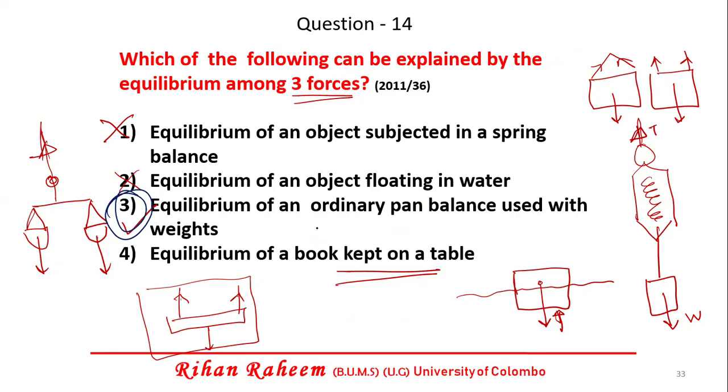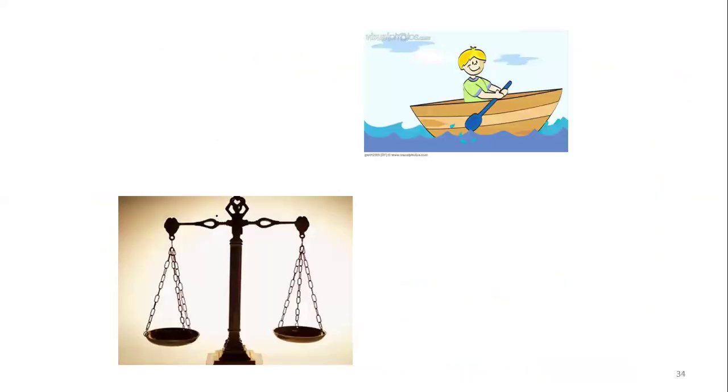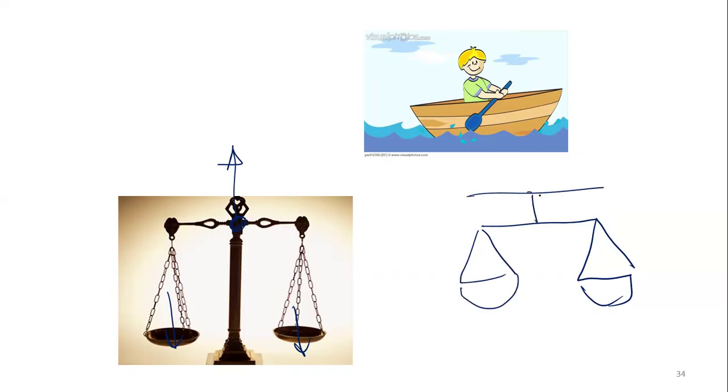So the third one is the answer, the pan balance situation. You all should know this is known as the pan balance. One is like this, then downward, downward, and here is the turning point or the pivot point. That's the upward force. Or else, generally it is hung like this. So tension is there in the string, weight of the object, weight of the object. So this is known as three forces which are parallel to each other.